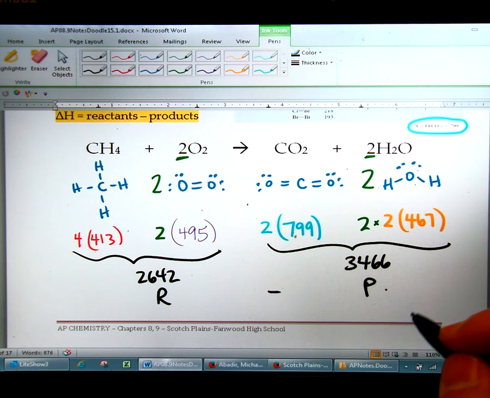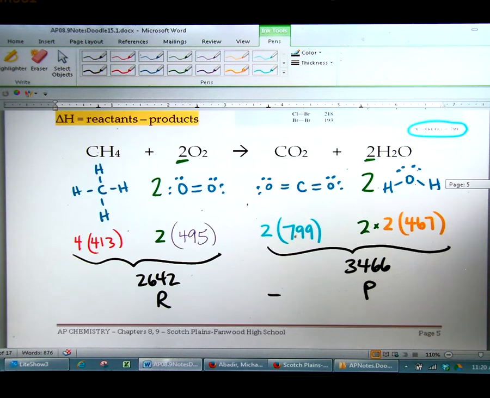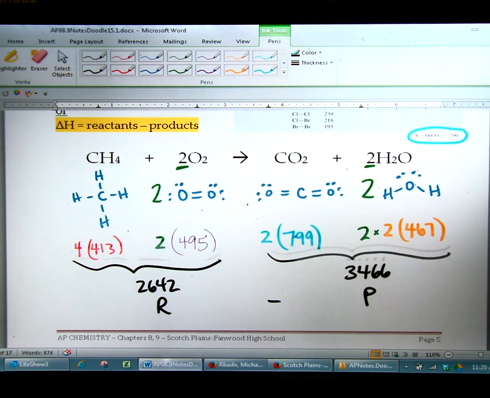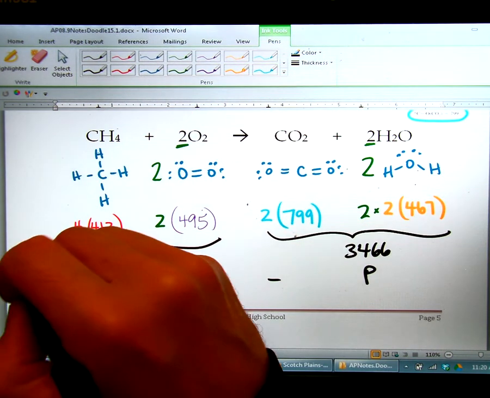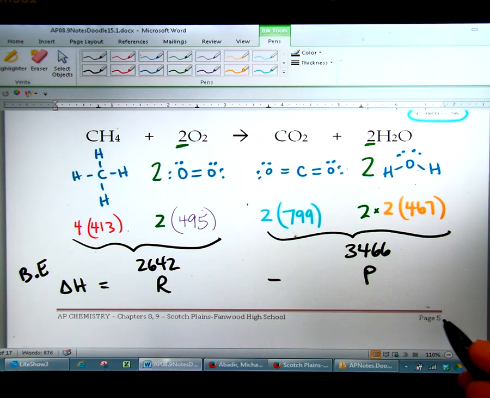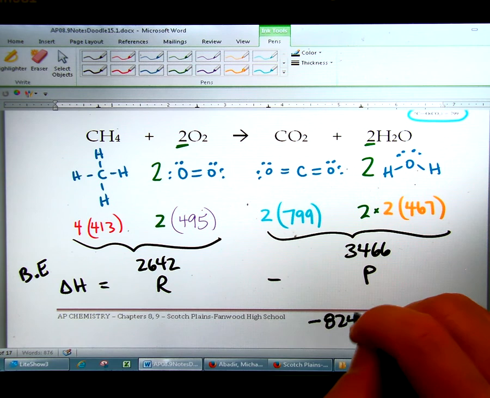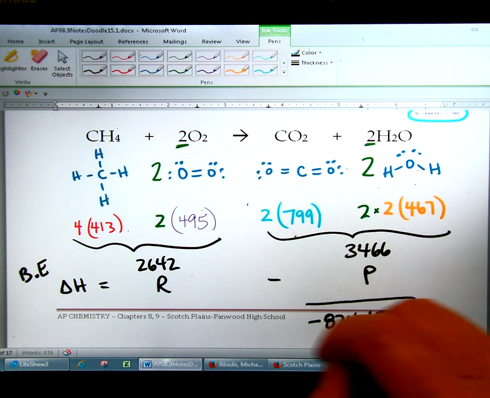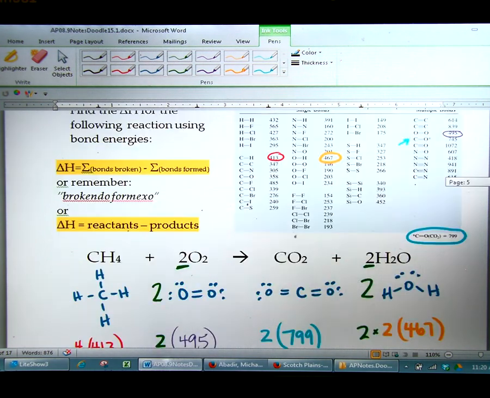Now, unfortunately, I think I kind of said that backwards up top here. That's going to come into play when we do delta H in a different way. So just do it this way. Reactants minus products. It's always reactants minus products, delta H equals that when it's bond energy. So just remember, bond energy, delta H, is reactants minus products. So when you take this minus this, you're going to get negative 824 kilojoules per mole, which makes sense that this is exothermic. It's exothermic because it releases heat.